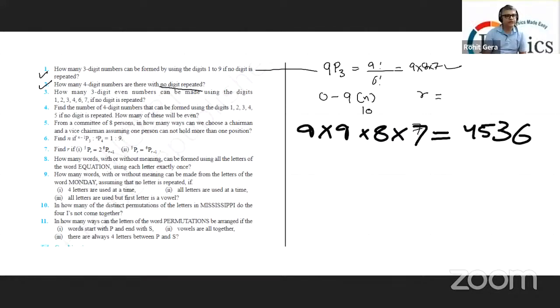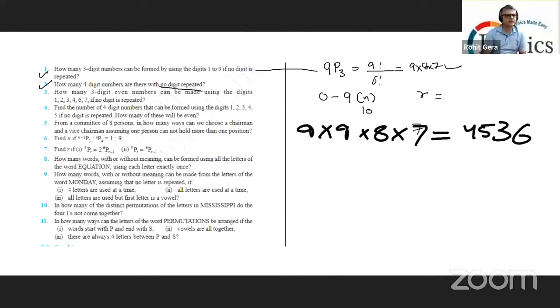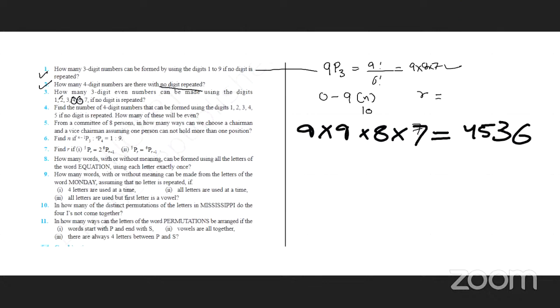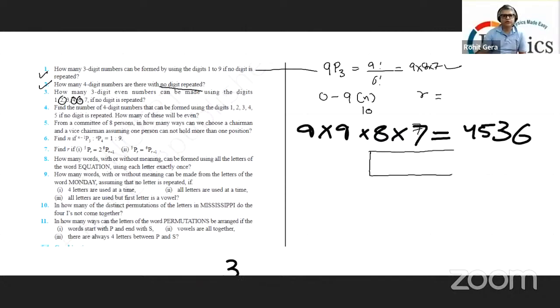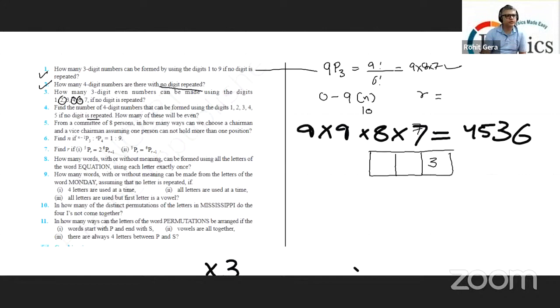How many 3-digit even numbers? It has to be even, so it has to end with an even digit. 2, 4 and 6 are the even ones, so there are 3 outcomes for the last place. If this is your units place, you have 3 choices here. And no digit is to be repeated.